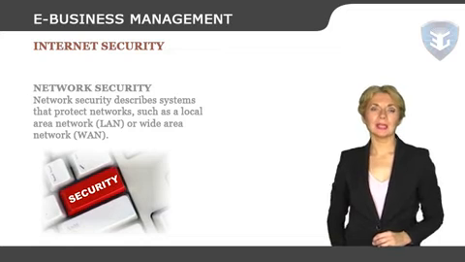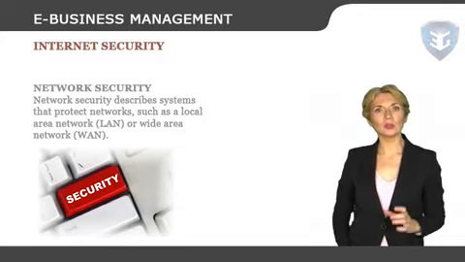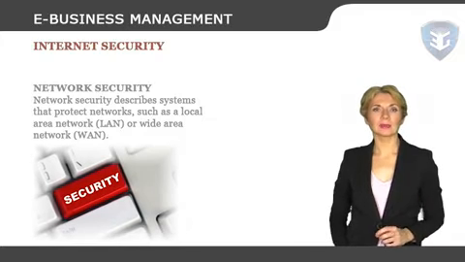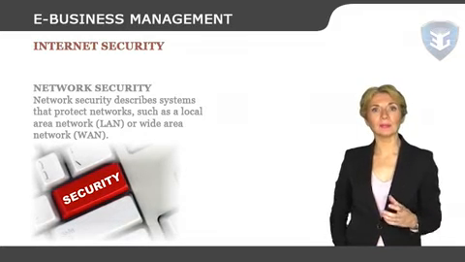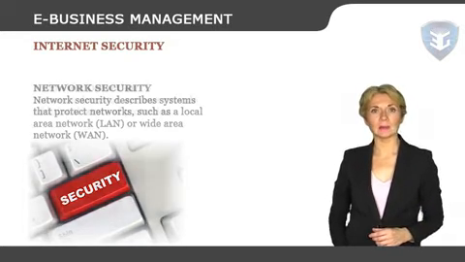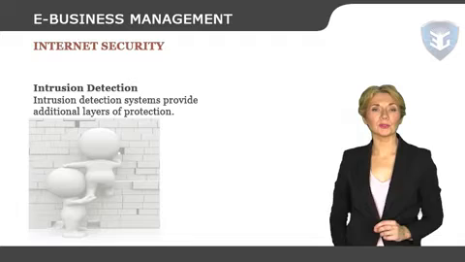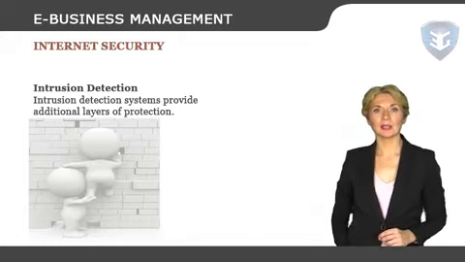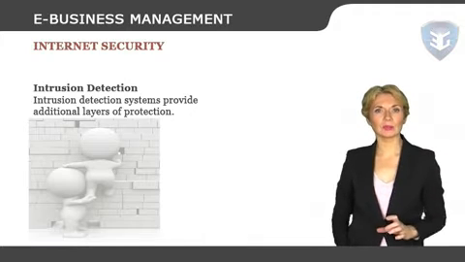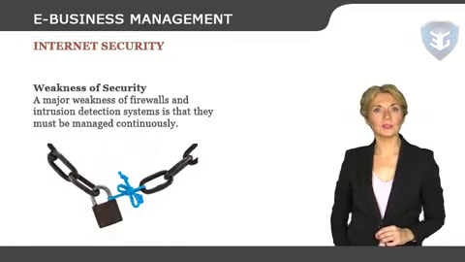Network security. Network security describes systems that protect networks, such as a local area network, or LAN, or wide area network, WAN. Firewalls protect your network by permitting only specified traffic to enter it from the outside, from the internet, for example. Intrusion detection. Intrusion detection systems provide additional layers of protection. Like motion detection systems for homes, they are designed to protect your resources after someone has breached the door or window locks.